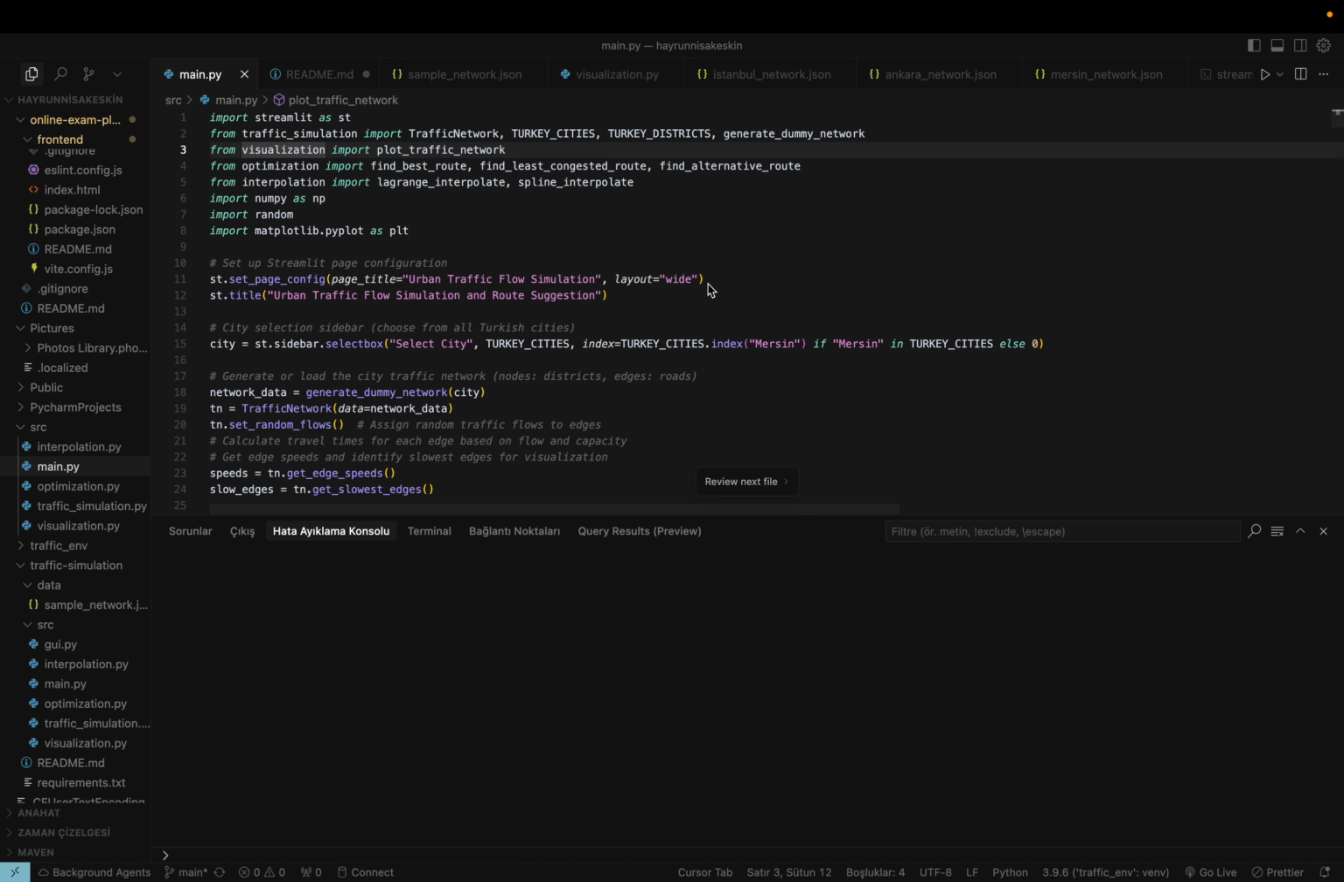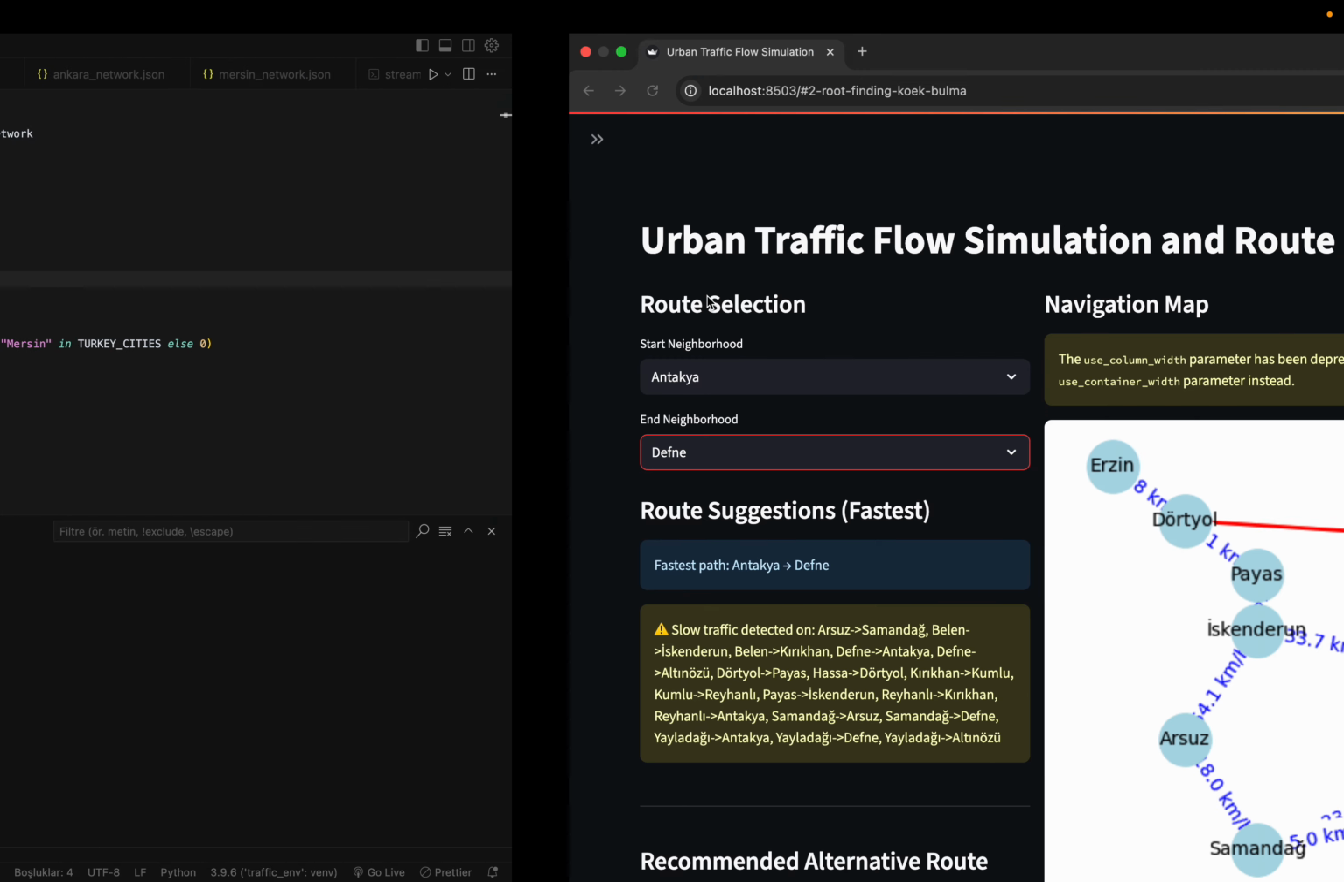And set up the Streamlit page configuration with these codes: st.set_page_config with page title urban traffic flow simulation and layout equal wide, and st.title urban traffic simulation and route suggestion. And the city selection sidebar: choose from all Turkish cities.